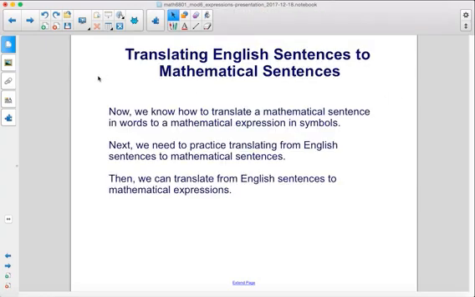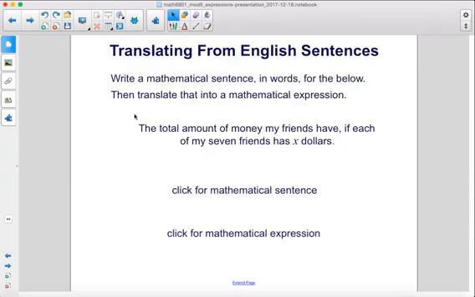Translating English sentences to mathematical sentences. Now, we know how to translate a mathematical sentence in words to a mathematical expression in symbols. Next, we need to practice translating from English sentences to mathematical sentences. Then we can translate from English sentences to mathematical expressions. Write a mathematical sentence in words for the below. Then translate that into a mathematical expression.